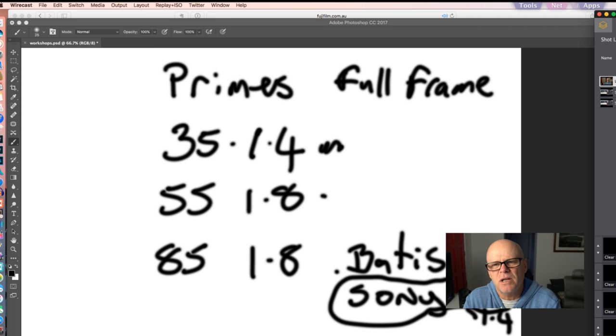And to be honest, I also love that look. I love shooting that wide open. If I can shoot at 1.8, I just adore that look. So I am tending to use more and more primes.